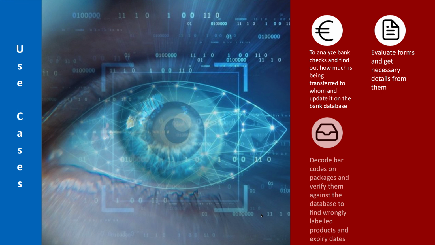Computer vision can be used to decode barcodes on packages and verify them to prevent mislabeling of products and checking of expiry dates. It can also check if the package is damaged. This will help improve the quality of products.